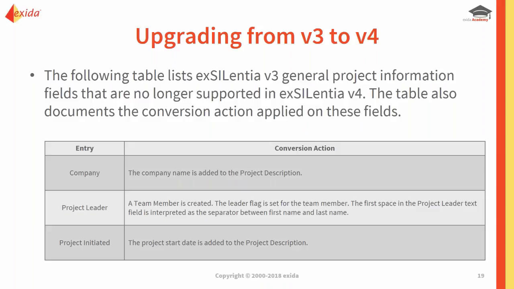The same thing with the project initiated on date. The project leader is converted into a team member. exSILentia 4 works with team members, and the leader flag is set for that team member, so we know that this person is a project leader. He or she was the project leader in version 3, but instead of having a separate field, they're just part of the team member overview that we have within version 4. One of the reasons why we decided to remove the project initiated on date is because we have the ability to define sessions in exSILentia 4, so there isn't really that much benefit in telling you when the project started if that's all recorded in the different sessions. So those are some changes that have happened to exSILentia 4, and this is what we do with that particular data.